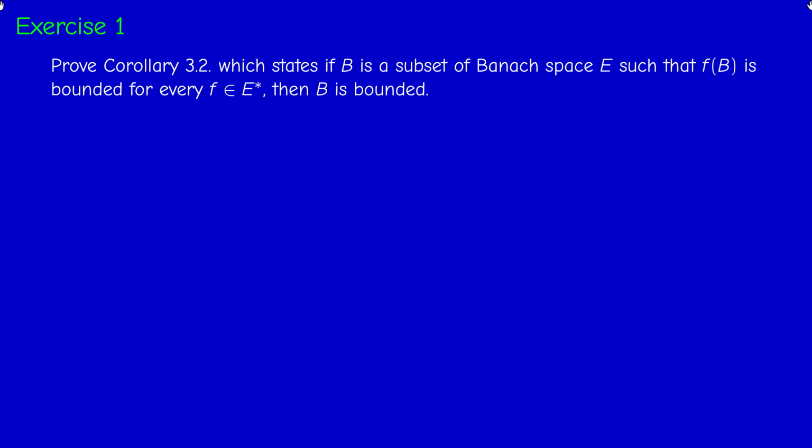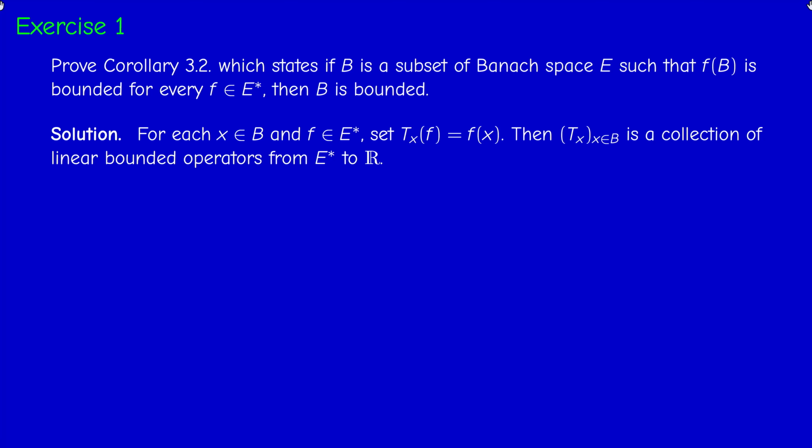Okay, so in order to apply the uniform boundedness principle, we introduce a family of operators. So for x in B and f in the dual of E, we set T sub x of f to be just f of x. So, of course, it's linear and bounded from E star into R. It happens that T is linear in x, but this is not the point. It's linear in f, and of course continuous in f, as you may check, because the absolute value is less than the norm of f times the norm of x.